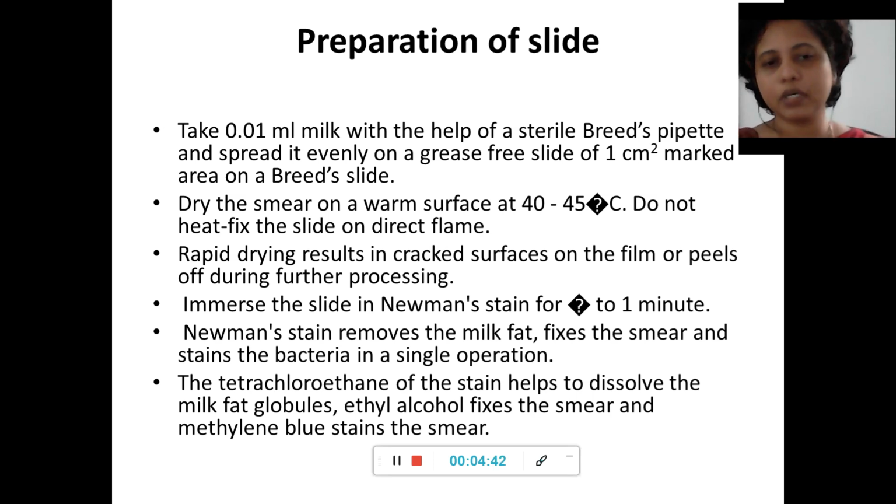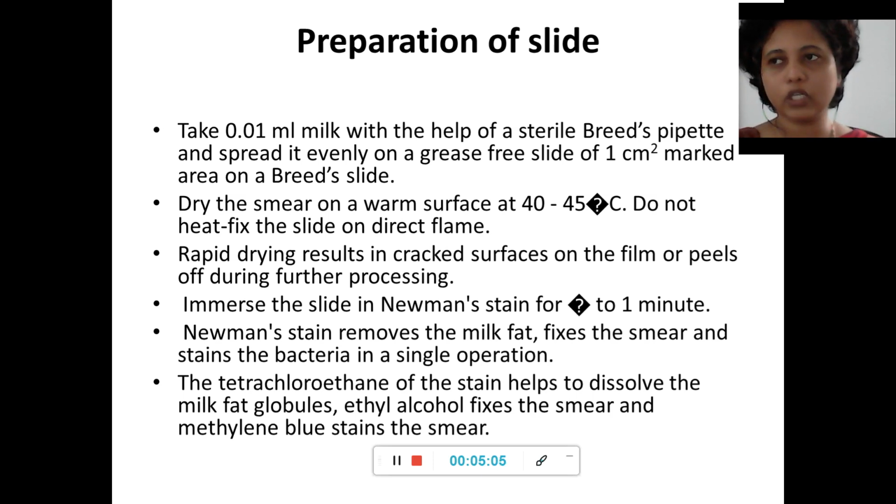After that, you immerse the slide in Newman stain for about 1 minute. Now the Newman stain will remove the milk fat, fix the smear, and stain the bacteria in a single operation. The tetrachloroethane of the stain will help us to dissolve the milk fat globules. Ethyl alcohol fixes the smear, and methylene blue stains the smear.